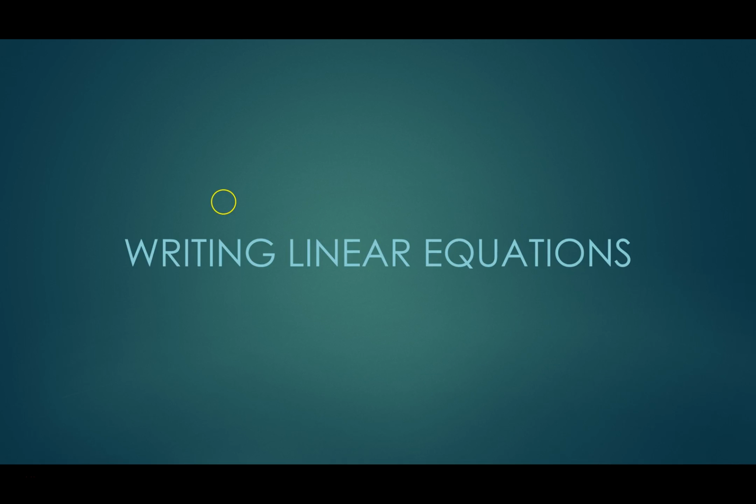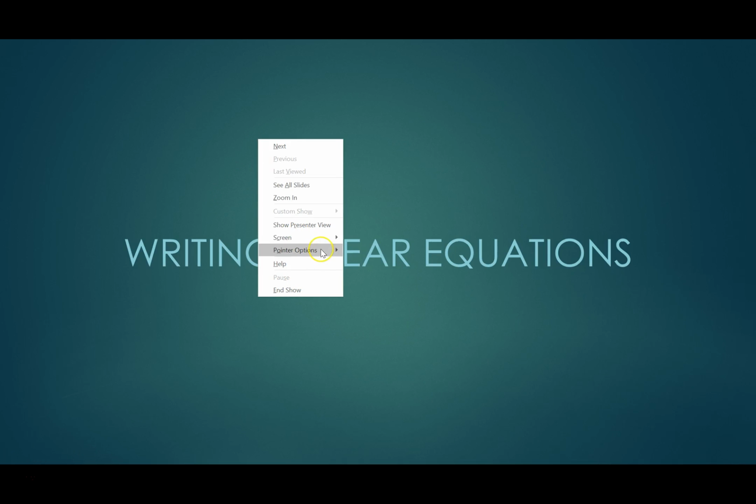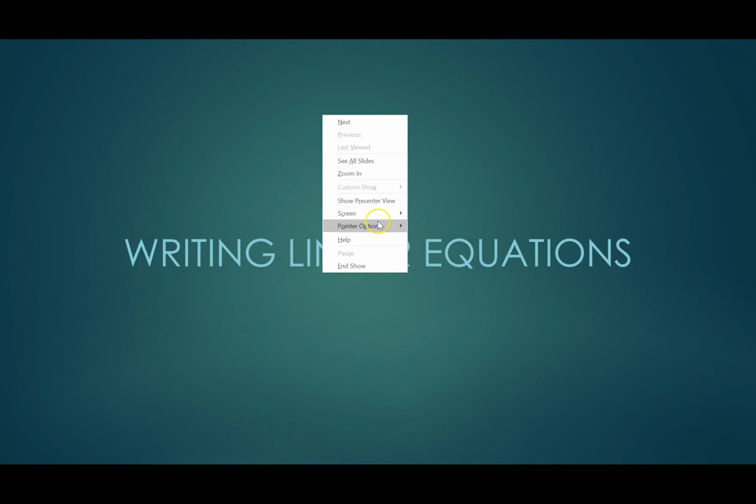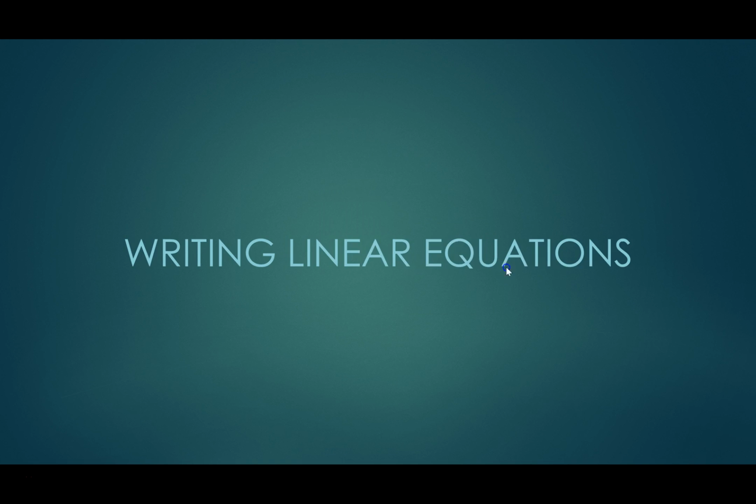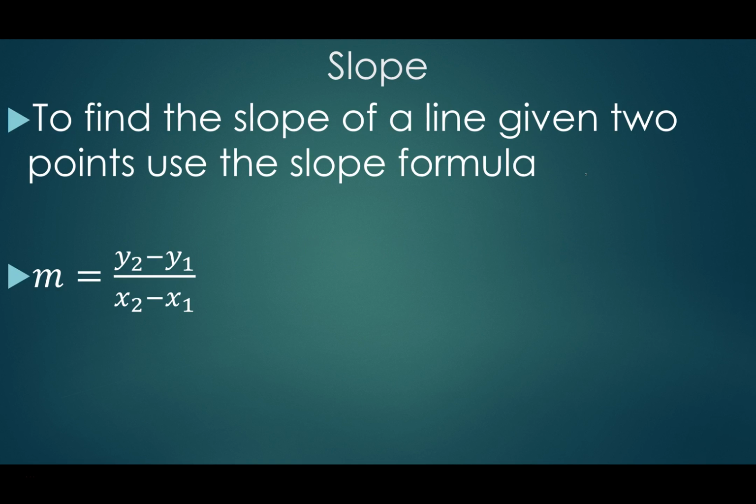Alright, so today we're going to talk about how to write a linear equation given some information. The information would generally need to give us either information about the slope or information about the points to write the particular equation of the line.